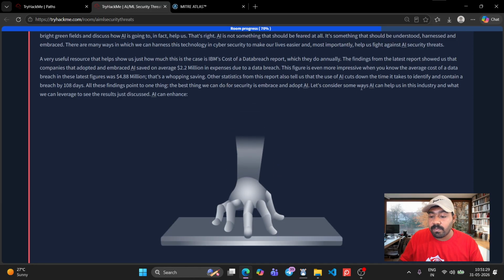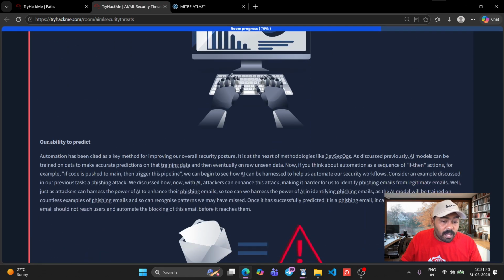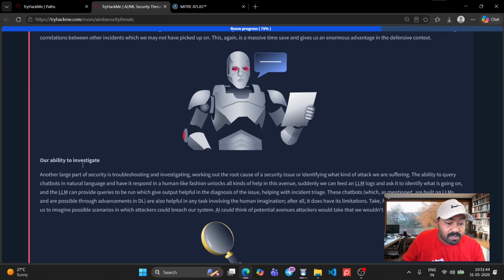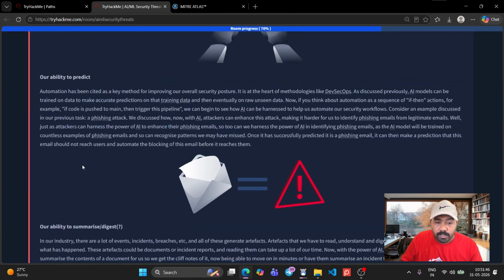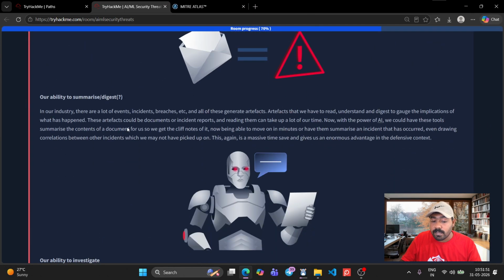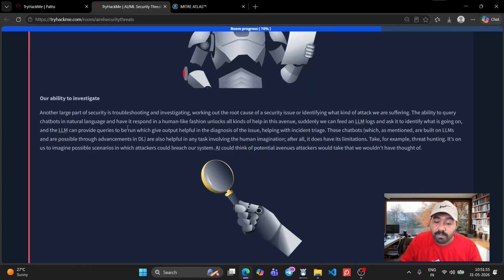Let's consider some ways AI can help us, what we can leverage, and see the results. AI can enhance our ability to analyze, our ability to predict, our ability to summarize, our ability to investigate. You can go through the data or the nodes which are mentioned. So these are the abilities of AI, which we already understood.